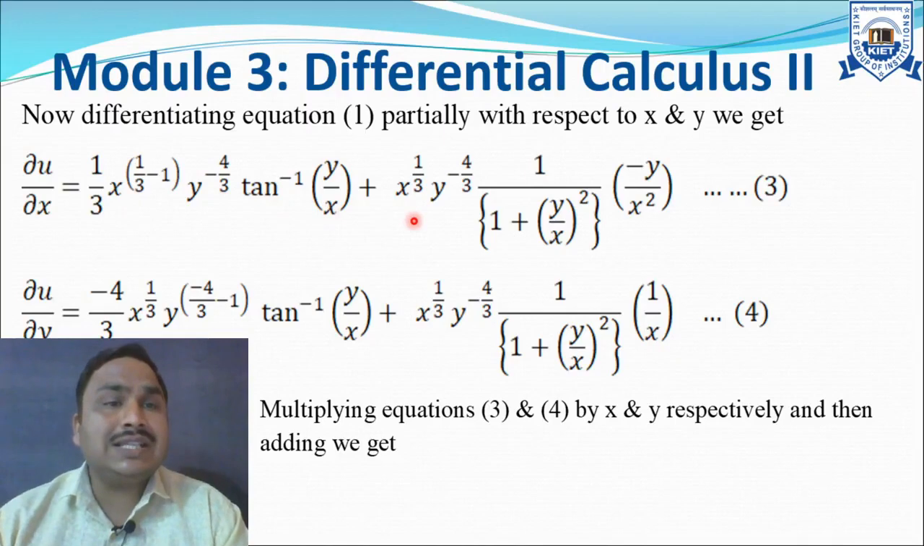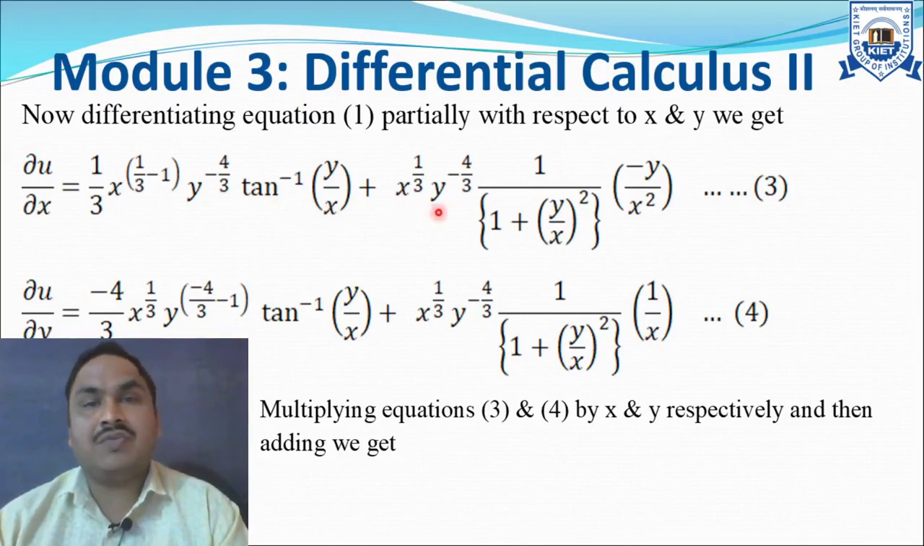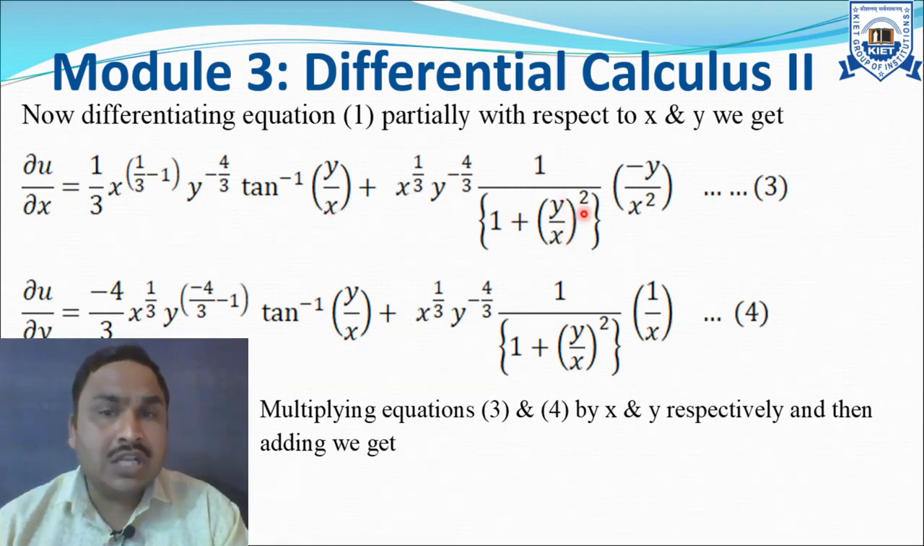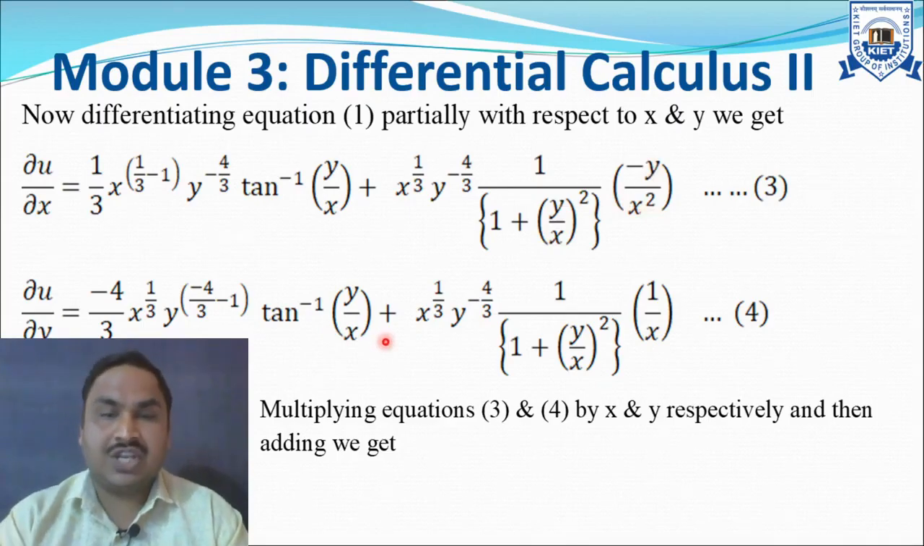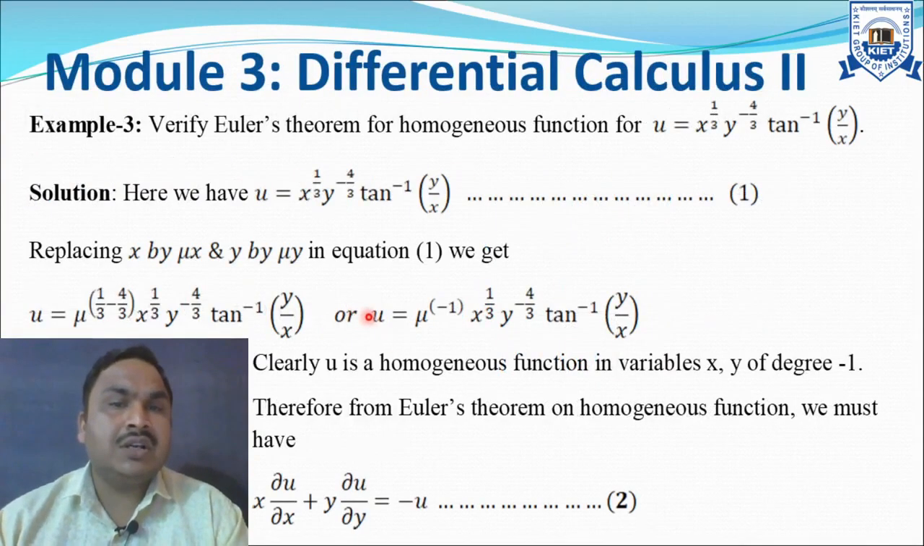Out of the two, we differentiate x raised to the power 1 by 3 and keep tan inverse y by x as such. In the second term, x raised to the power 1 by 3 will be kept as such, y is a constant term and will be kept as such. Now the derivative of tan inverse y over x will be 1 upon 1 plus y over x whole square, and if we differentiate y over x partially with respect to x, we shall get minus y over x square, in the product.